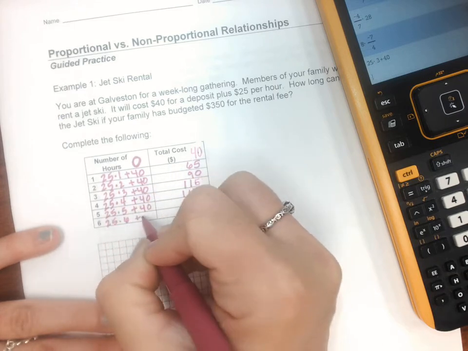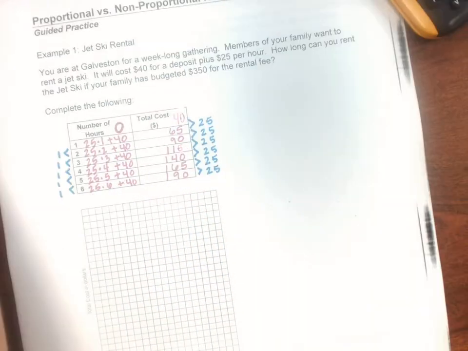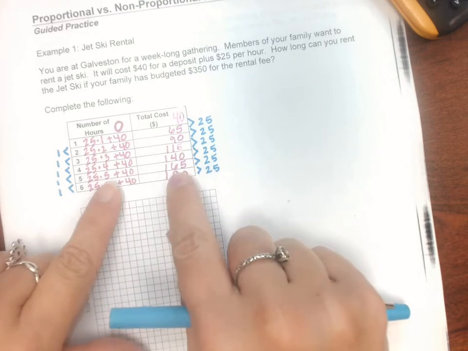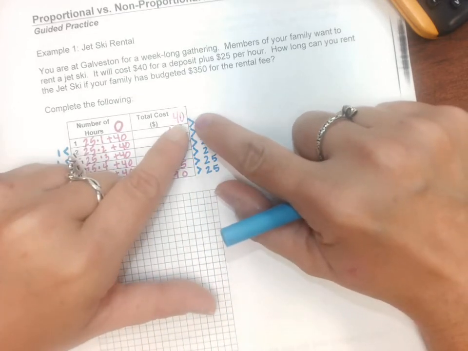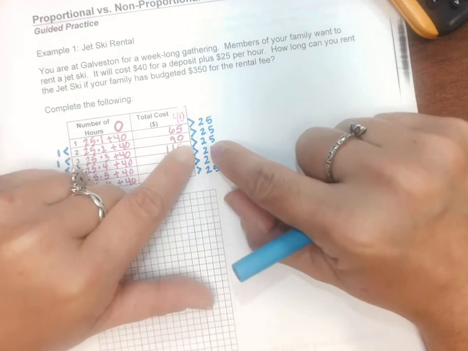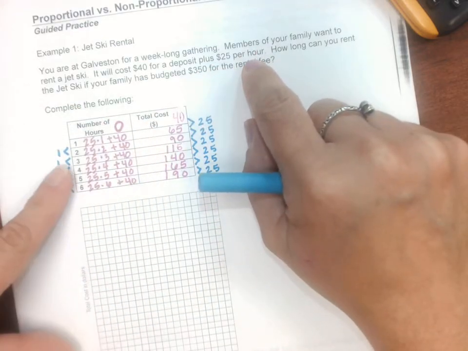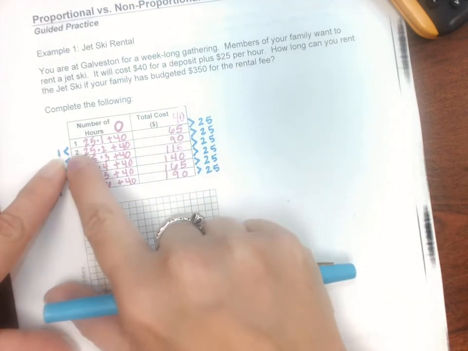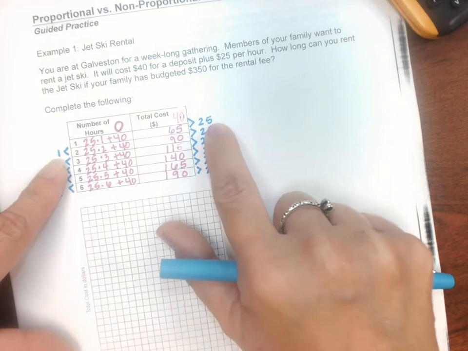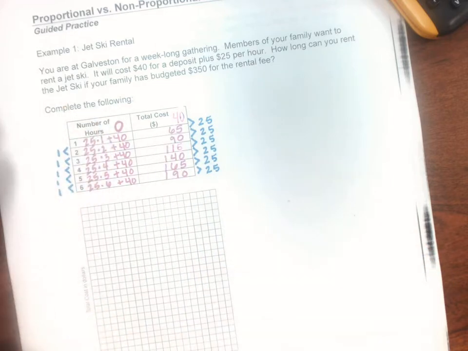Well, we're gonna carry it on. I'm gonna pause and you're gonna fill in those bottom two. Okay, so 165 and 190. What I'm wanting you to notice is that every hour we increased by $25, and that makes sense because every hour was 25. And I want you to know that we were increasing by 1 hour. So for every 1 hour, it's $25 on this jet ski with an initial deposit of $40.